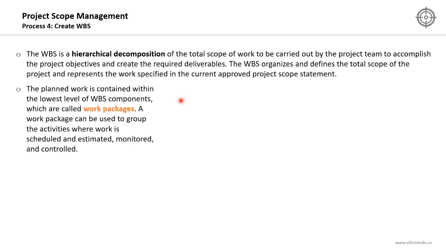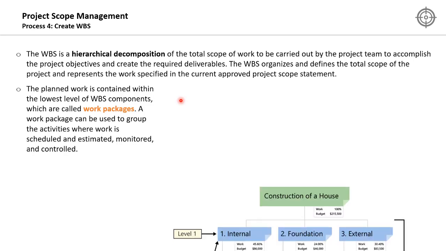The planned work is contained within the lowest level of the WBS components, which are called work packages. A work package can be used to group the activities where work is scheduled and estimated, monitored, and controlled. So at the lowest level, we keep decomposing the deliverables of the project to reach a more manageable size of work known as work packages. It can be used to group the activities. It will help us while we are estimating the needed duration, budget, and resources of the project.